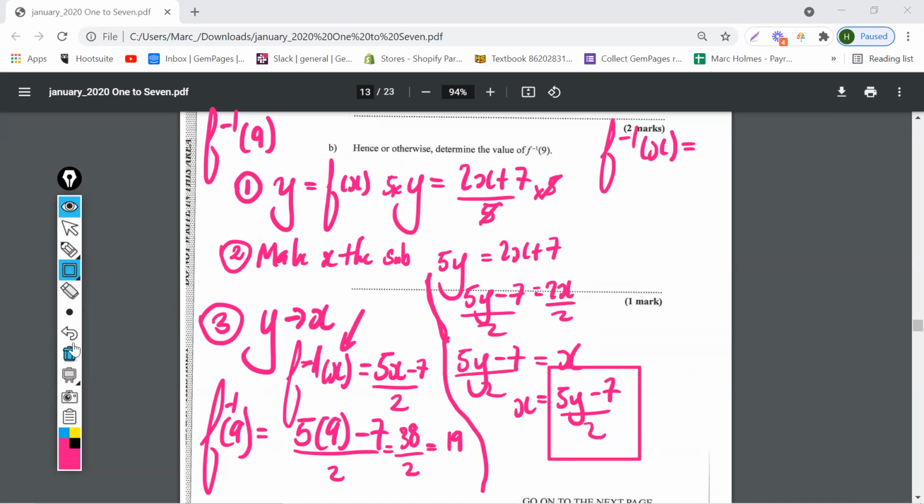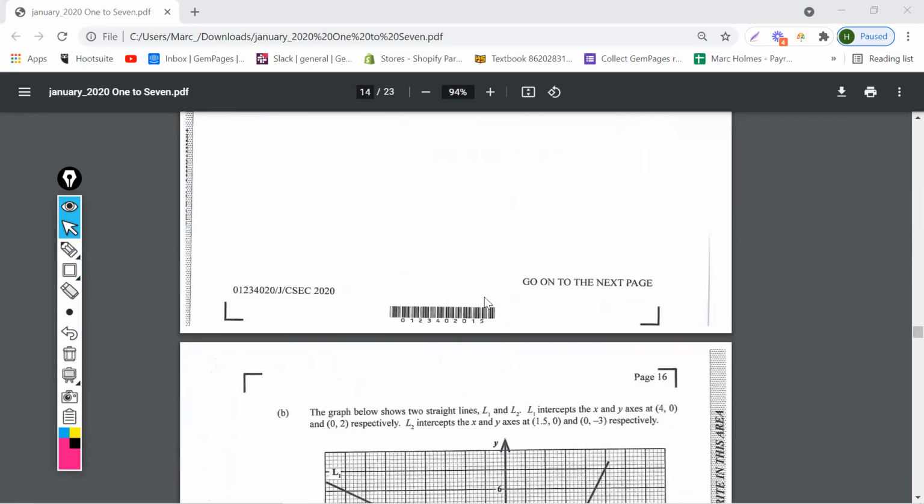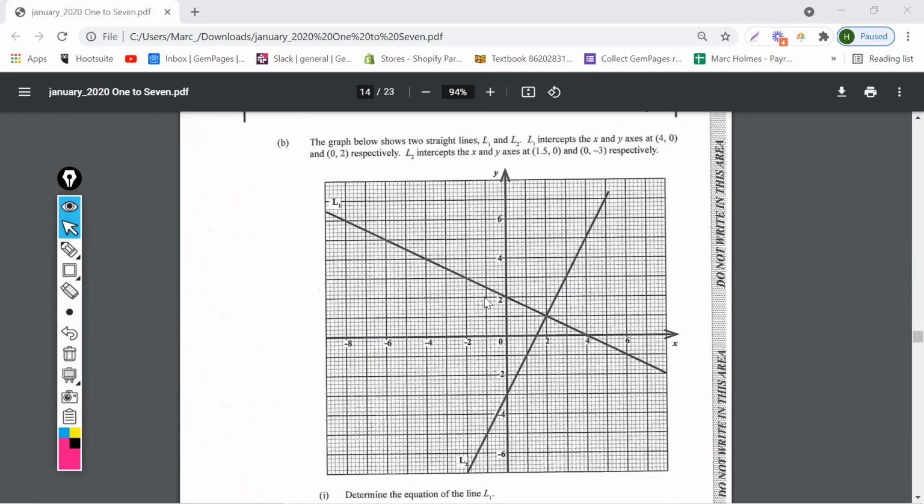So yes, guys, as a good thing as well, I put a reference to this in the group. If you don't know how to find the inverse, I sent a video in the group. Cool. So we're okay. Let's move on.